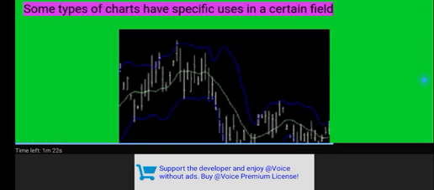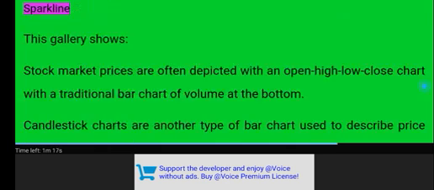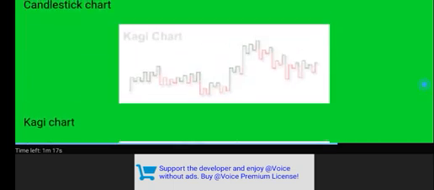Field-specific charts. Some types of charts have specific uses in a certain field. Open-high-low-close chart. Candlestick chart. Kagi chart. Sparkline. This gallery shows them.